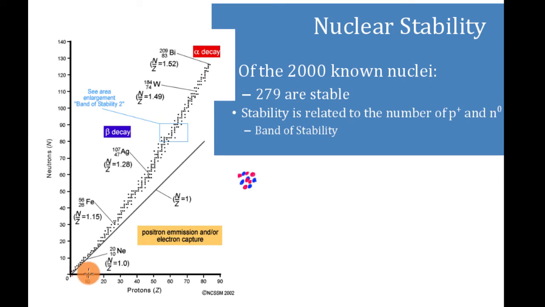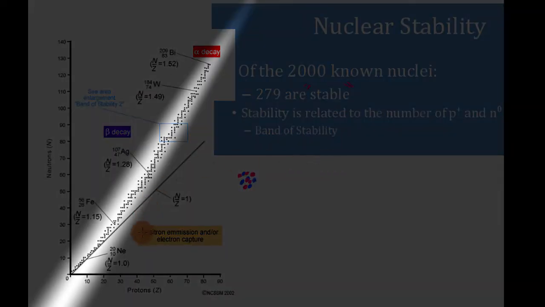If we look at the data here, these little dots represent nuclei that tend to be stable. Out of the 2,000 nuclei that we know, about 279 of them are relatively stable. I should put the term relatively in there, because the term stable here is kind of relative, so maybe put quotes around it. Even our most stable elements can still be unstable. But these are the most stable nuclei that we have. That's what each of these dots along here represents. That's called the band of stability.